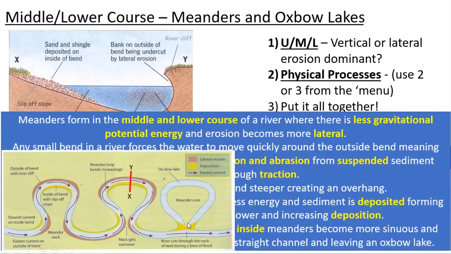Then you'll get deposition here because the flow stops, and because the flow stops, it deposits, and eventually this oxbow lake, which is what this bit is, will actually fill up and just become like a bit of woodland or a bit of grass or something. So you'll tend to see that as a meander scar, but that's an oxbow lake currently.